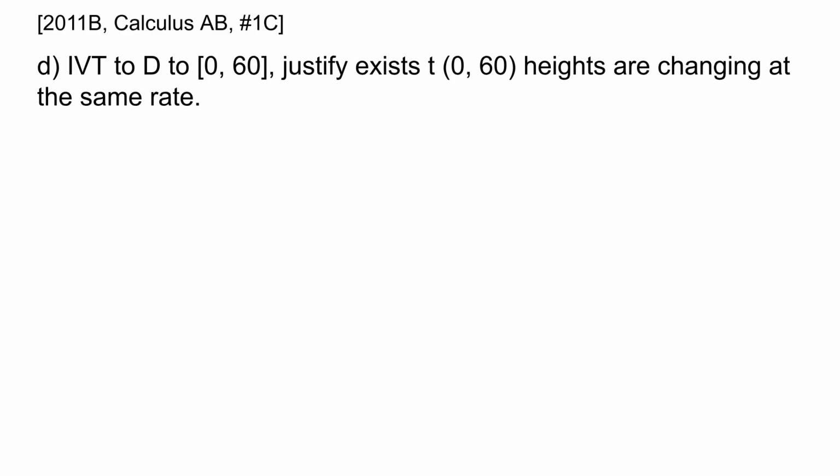In part D of this question, we are asked to use the intermediate value theorem on the interval from 0 to 60 to justify why there must exist some time t on the open interval from 0 to 60 where the heights of the two waters are changing at the same rate. So in the original statement of this question, d of t is defined as m prime of t minus s prime of t.